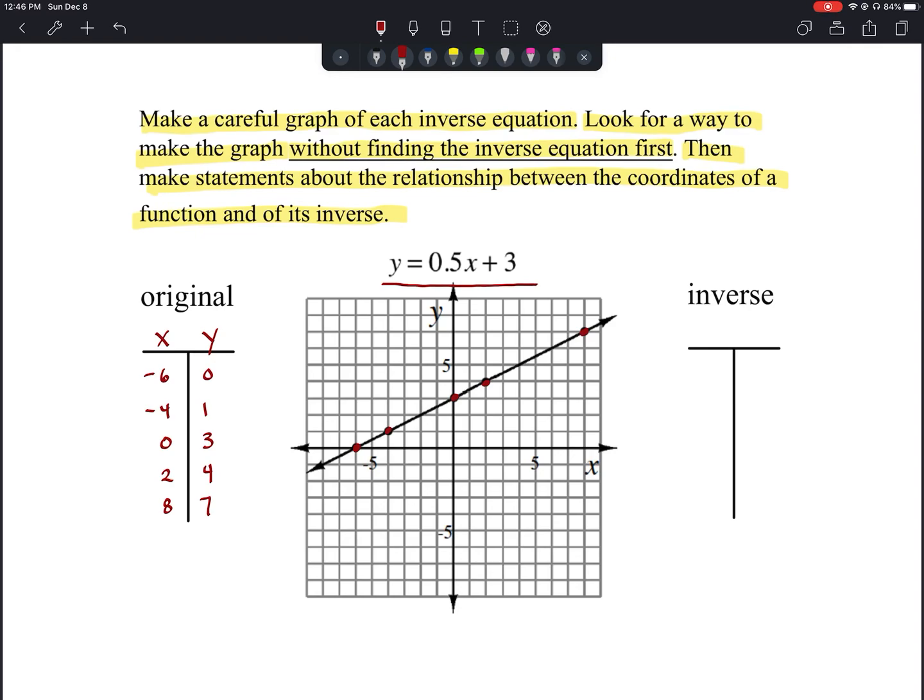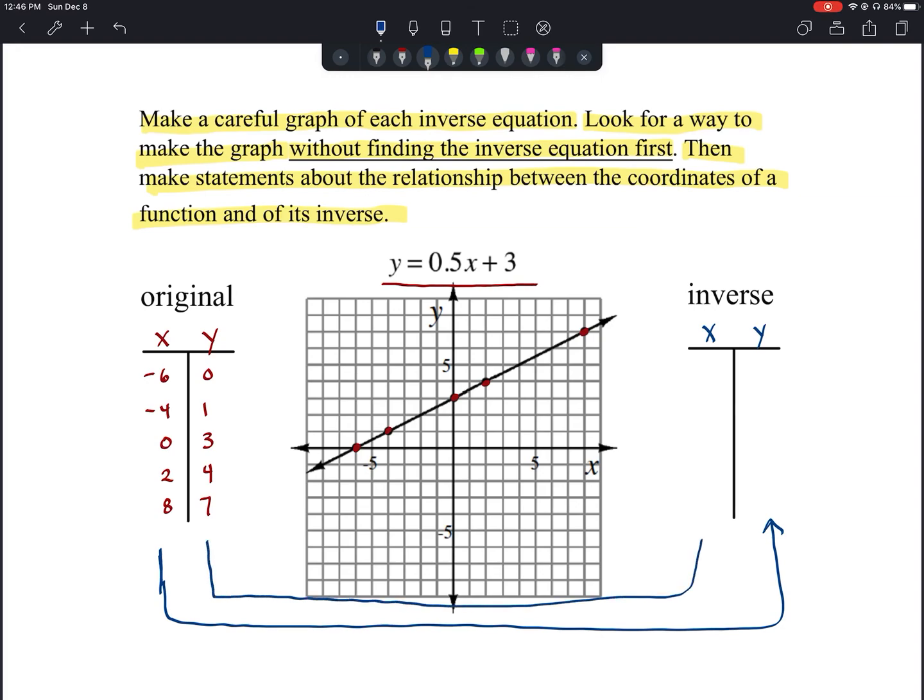Now remember, our inverse graphs, right? Our original inputs will become the outputs of our inverse function. And then our original outputs will actually be our inputs for the inverse. So what's that mean here? We're just going to switch x and y. Do you remember when we did that solving the equations in the previous lesson?